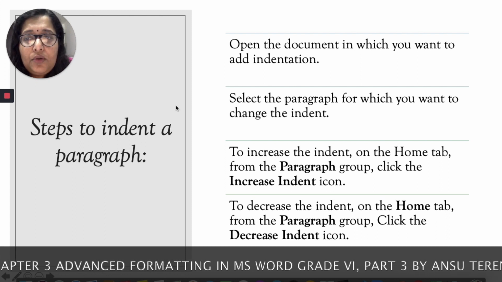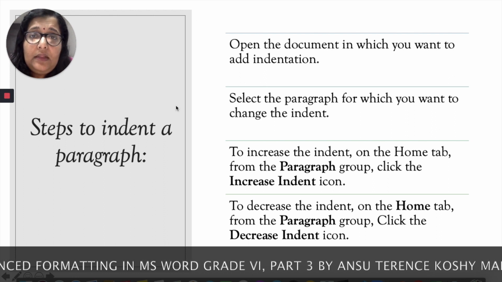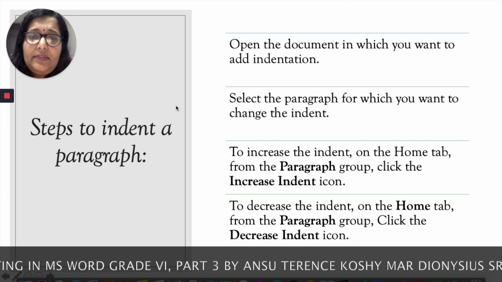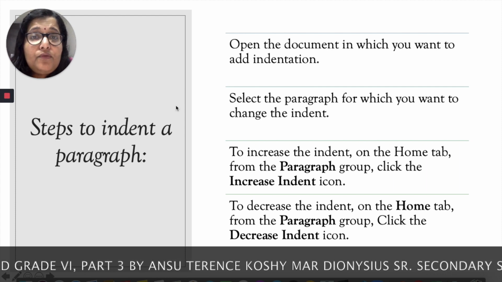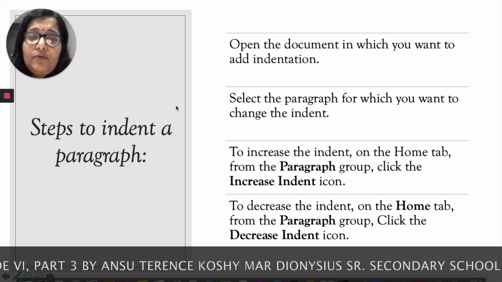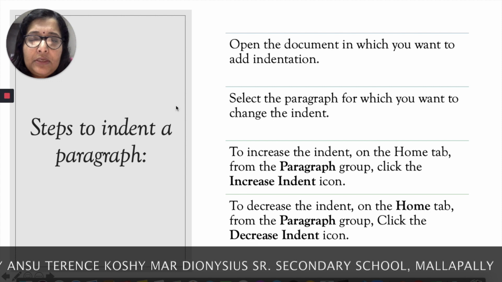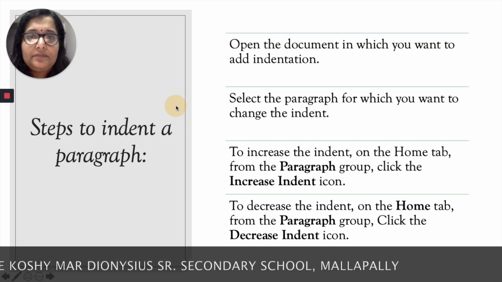That is, if you want to indent a paragraph, first you open your document. Then you select the paragraph that you need. Then you go to the Home tab. In the Home tab, you have to look for the paragraph group. In that, if you want to increase indent, you have to press on the Increase Indent option. If you want to decrease, you can press on the Decrease Indent option.